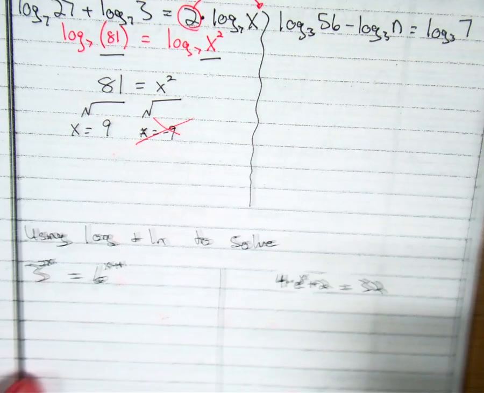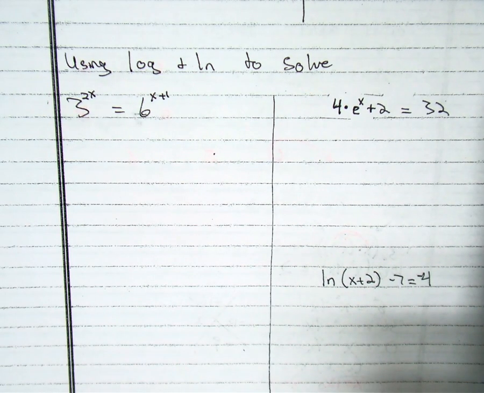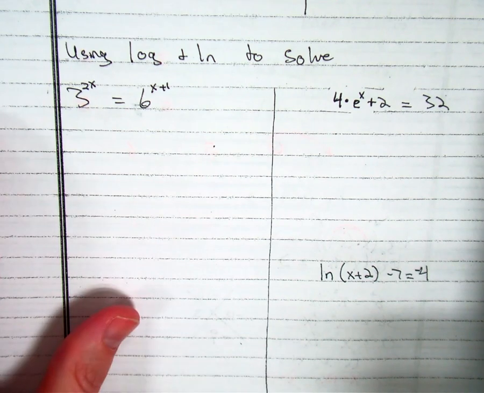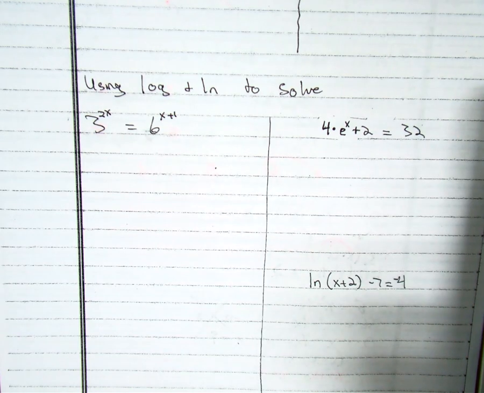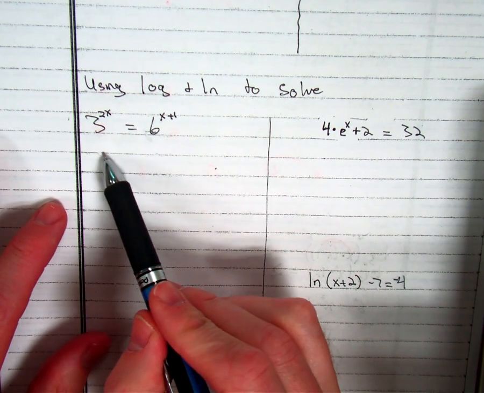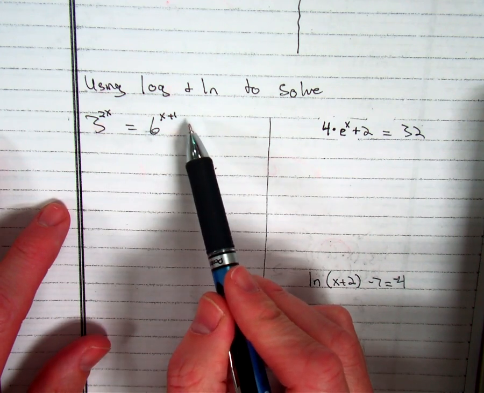Alright, I need you to mentally prepare yourself for probably the toughest problem and the longest problem on this note sheet. Okay? There's not one step here that's going to be mathematically crazy that you would not be able to do. It's just that there's a lot of writing and there's a lot of steps. Okay? So we have 3 to the 2x power equals 6 to the x plus 1 power.